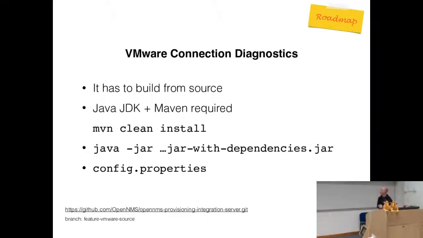And there is another one called VMware Connection Diagnostics. That's a tool which just gives a little bit more detailed output for the VMware communication, but you have to build it on your own. It's not in the repository right now. So you have here the link of the source repository, and then you have to run a Maven clean install, and then you have to run the jar on your own.